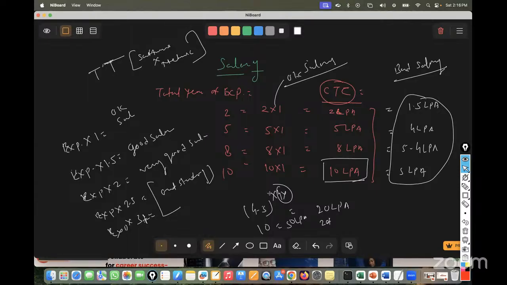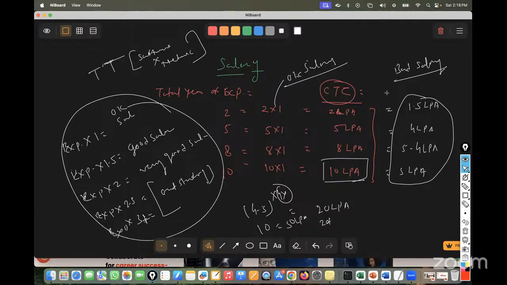So this is the market trend, guys. So you have to always grab the market trend. You have to understand how this market is changing. What is the latest technology I need to learn? And based on that, you can upgrade yourself to get a good salary range.